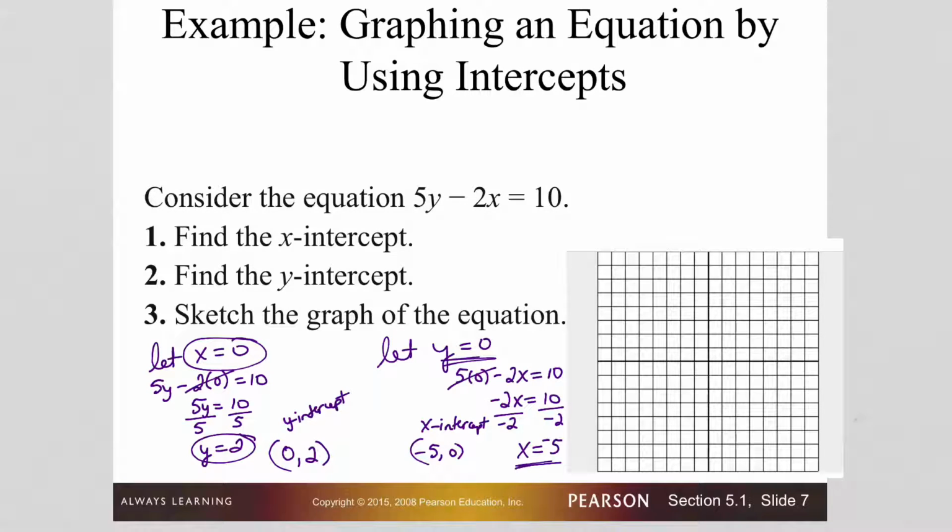It really only takes 2 points to create a line, so I'm going to graph both of these. 0, 2 is right there. There's my y-intercept. Here is my x-intercept. Connect your dots. I did my best to go through that dot. So connect your dots, draw your arrows, write your equation of the line. Always go back to the original version of it and write that above the line.